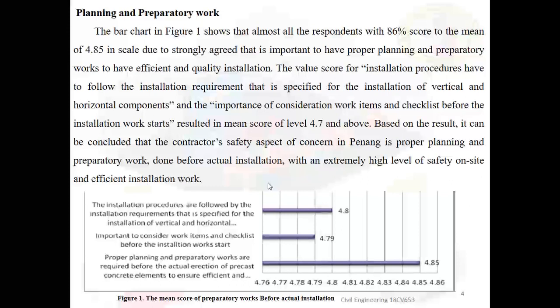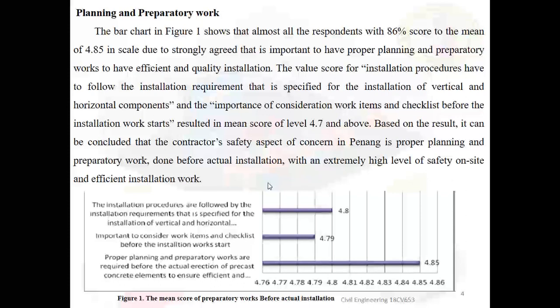Based on these results, it can be concluded that the contractor's safety aspect of concern is an area where proper planning and preparation work is done before any actual installation, with an extremely high level of safety on site and efficient installation work being necessary.